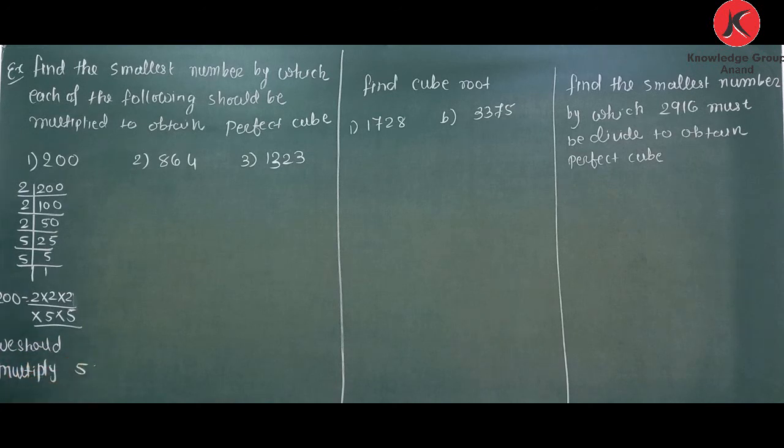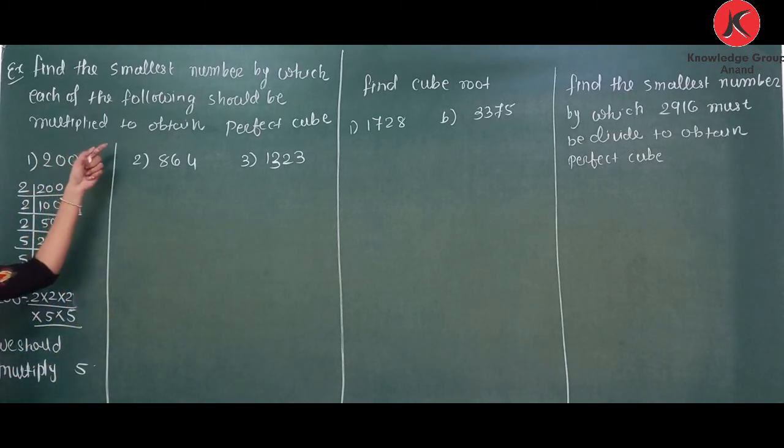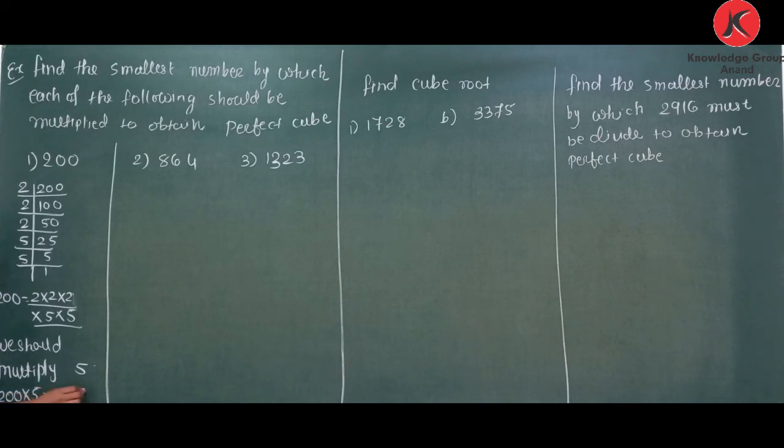We should multiply by 5. If the question asks to find the cube root of that number after multiplying, the question can be changed: which number should we multiply, and after that what is the cube root of that perfect cube number. At that time you multiply 200 with 5, that is 1000, and the cube root of 1000 is 10. So that you need to write.